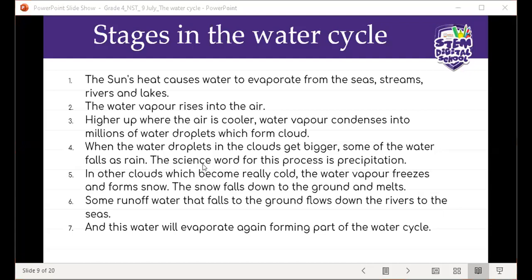The science word for this process is called precipitation. Okay, and then step 5, in other clouds which become really cold, the water vapor freezes and forms snow. Then the snow falls down to the ground and melts. Then step 6, some run-off water that falls into the ground flows down the rivers to the seas. Step 7, and this water will evaporate again, forming part of the water cycle.